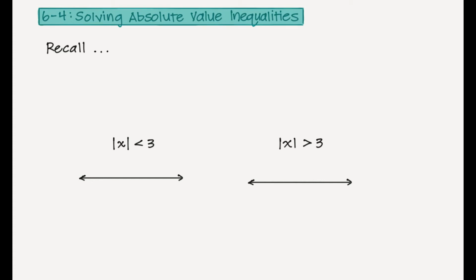Hello class, this is lesson 6-4 about solving absolute value inequalities.